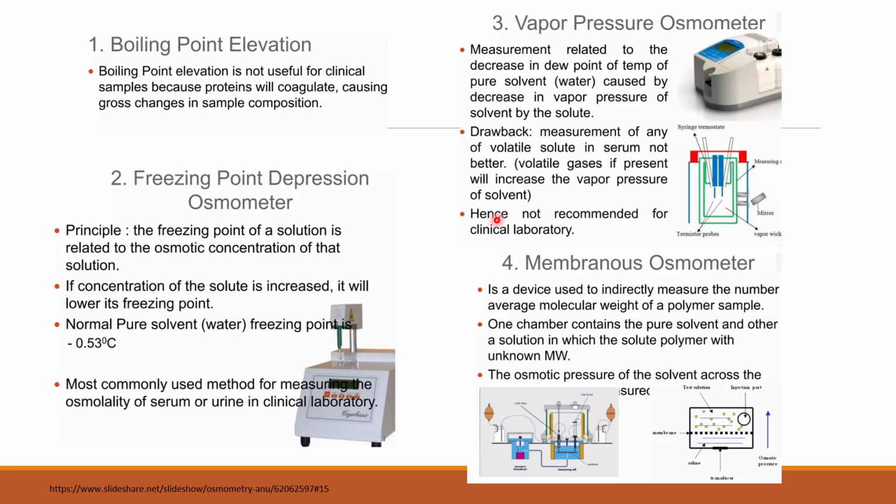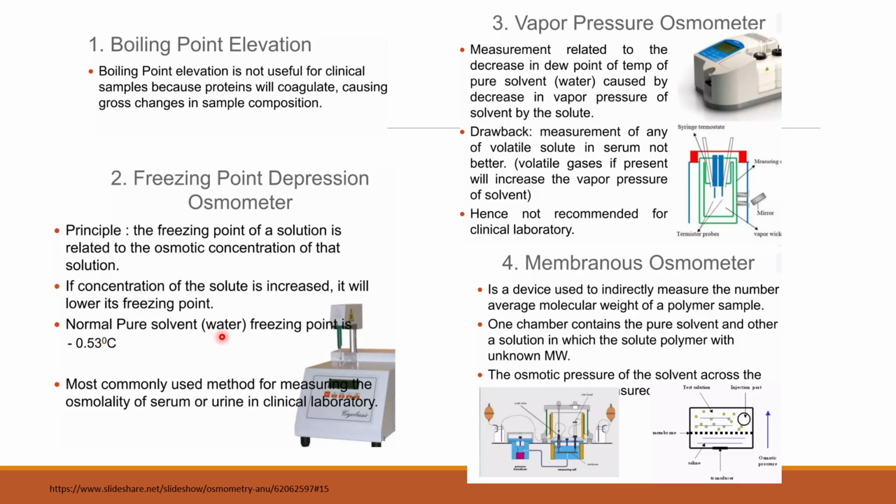The second is the freezing point depression osmometer. The freezing point depression of a solution is related to the osmotic concentration. That is why we take this principle and use it in the measurement. It is a difference in the freezing point of the solution without the solute and with the solute. If the concentration of the solute is increased, it will lower the freezing point. Obviously, pure water will have its freezing point at a particular temperature, and if you add some solute to it, the freezing point will get lowered.